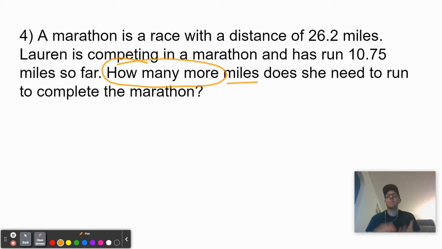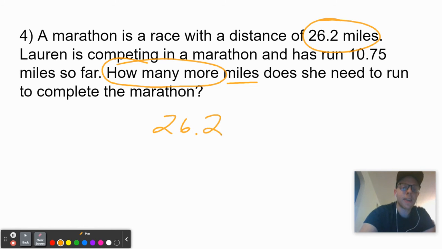And she needs to complete the marathon. So for this type of question, I'm talking about the big race, right? The total race is where I'm starting, right? The total race, that is 26.2. And then what she has done so far. So she's running way farther than I ever want to run.